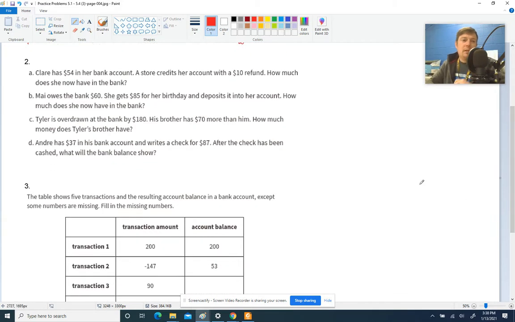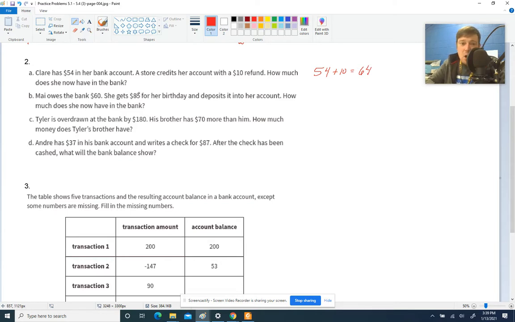All right, number 2. Claire has $54 in her bank account. A store credits her account with a $10 refund. How much money does she have in the bank? So she's got 54, and they credit her account. That's like adding $10 to her account, so she ends up with 64.